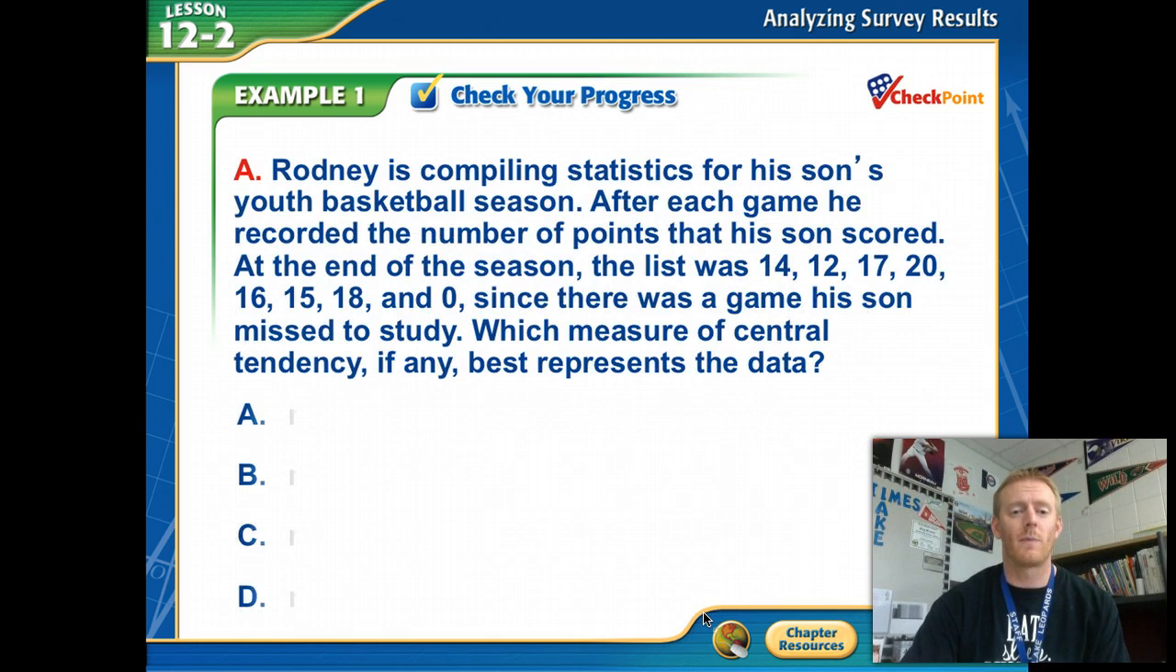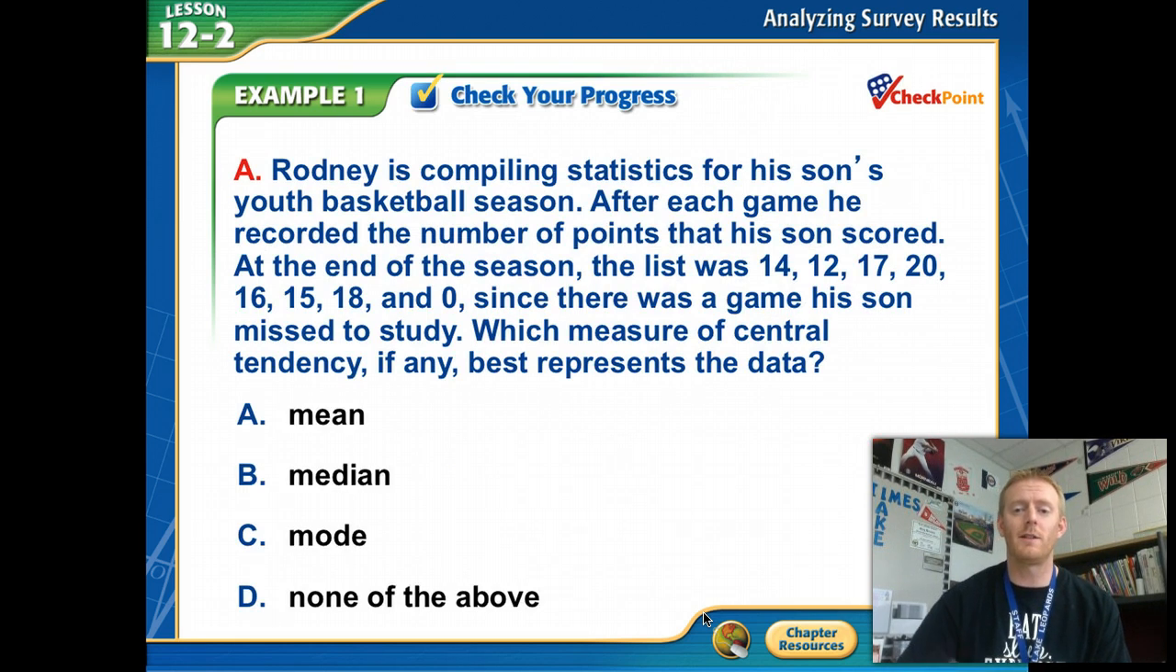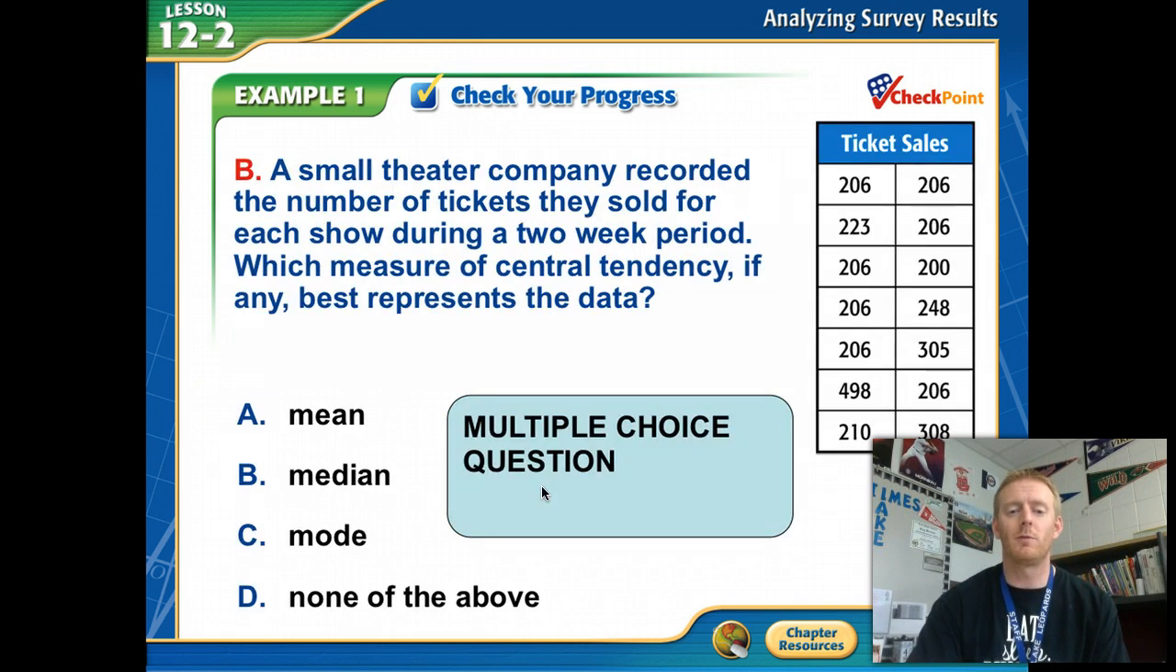Moving on, same kind of situation. We're going to put these numbers in order from least to greatest. Which measure of central tendency would be best used? Well, because we have this 0 and then all the other numbers are fairly close, the 0 is going to throw off our mean, so the median would be the best score for us to find the middle of our data.